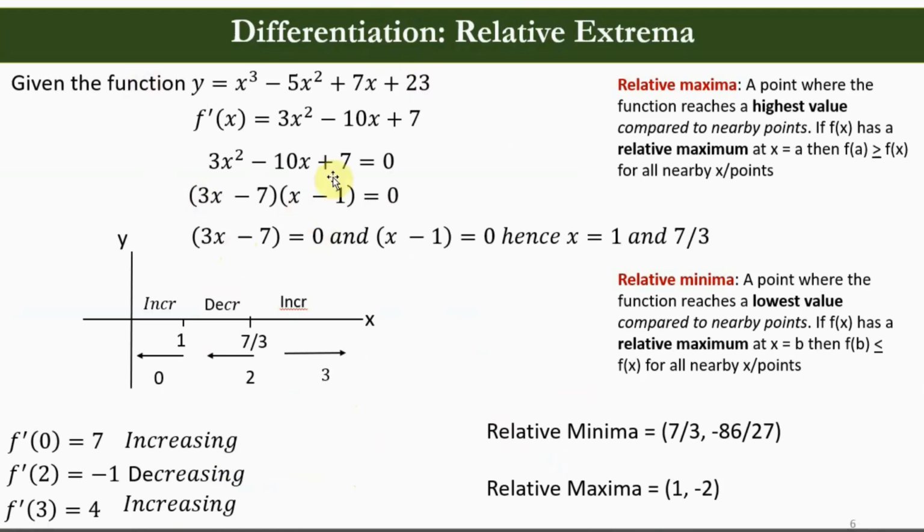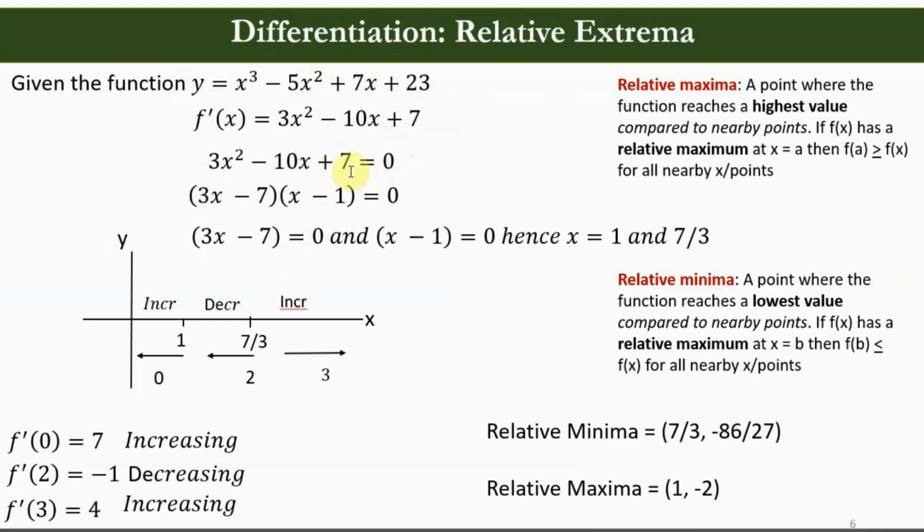Let's take a look at this example 2. Given the function y is equal to x cubed minus 5x squared plus 7x plus 23, the first step is to differentiate the function. The differential of this gives you 3x squared minus 10x plus 7. Then equate the differential to 0, right? So differentiate the function, equate it to 0, and that will give you these terms over here, right?